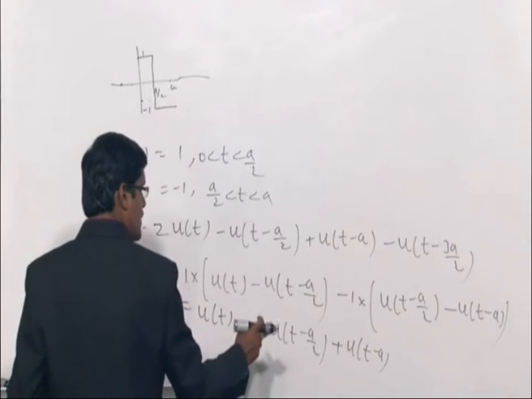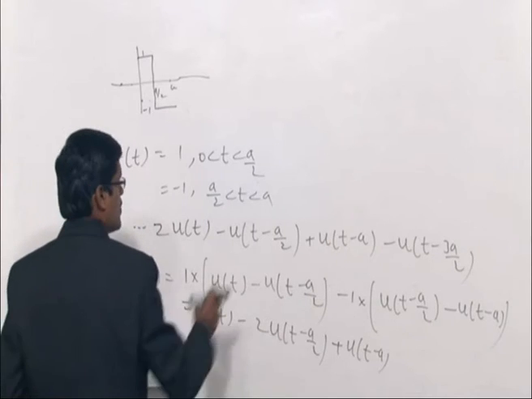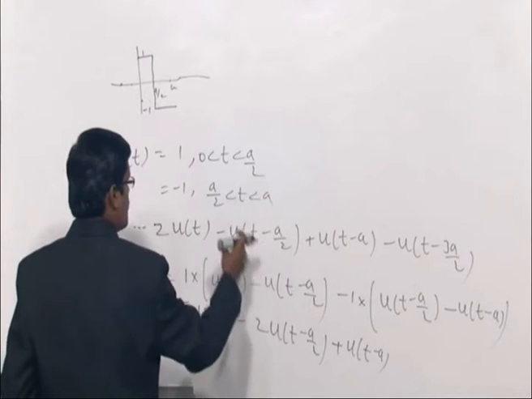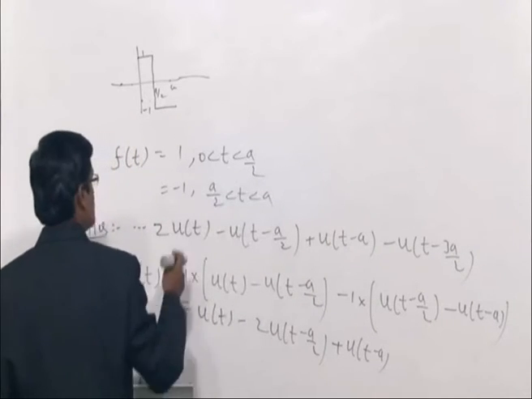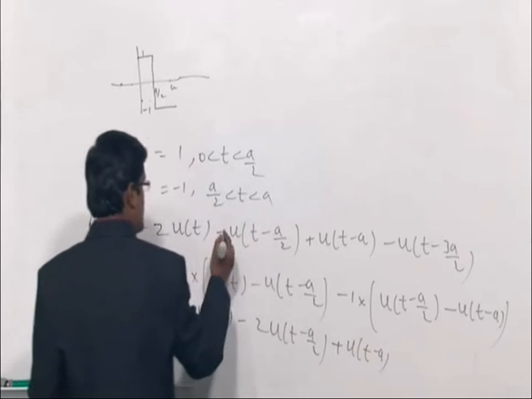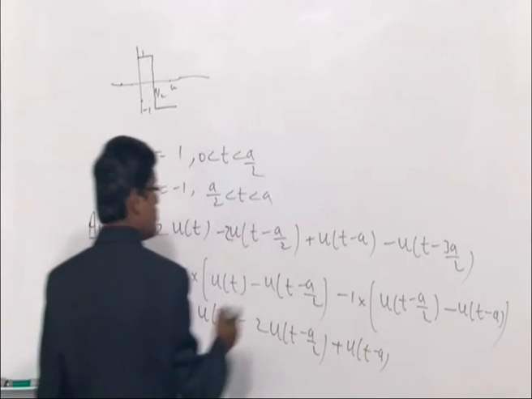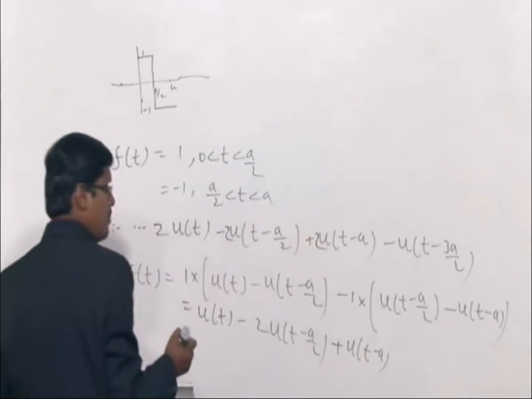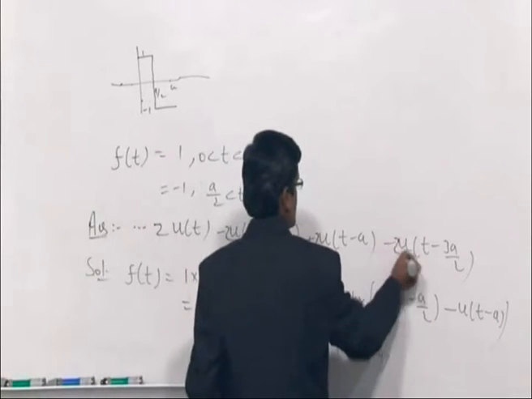So how much answer we will be getting? What is the next case? A to u of t minus a. So that is, answer is, 2 into u of t minus 2 times u of t minus a by 2 plus 2 times u of t minus a plus minus 2 times. This is the answer.